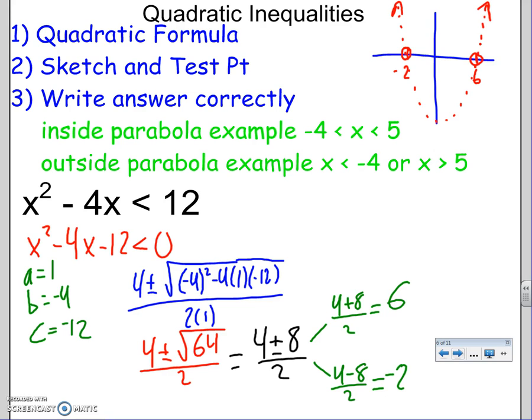I gotta pick a test point. If you do quadratic formula or get the roots, you want to pick a test point in the middle between the 2 numbers. So basically negative 1 will be okay, 0 will be okay, 1, 2, 3, 3.5. But I'll pick 0, 0 since it's available. If I plug 0, 0 into the original problem, I do 0 squared minus 4 times 0 is less than 12. Well, that turns into 0 is less than 12, which is true. True means shade with the test point.